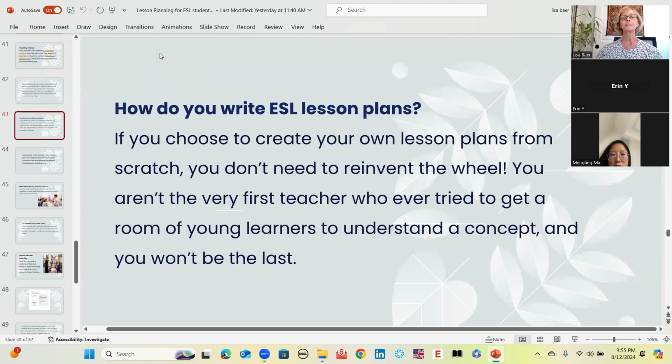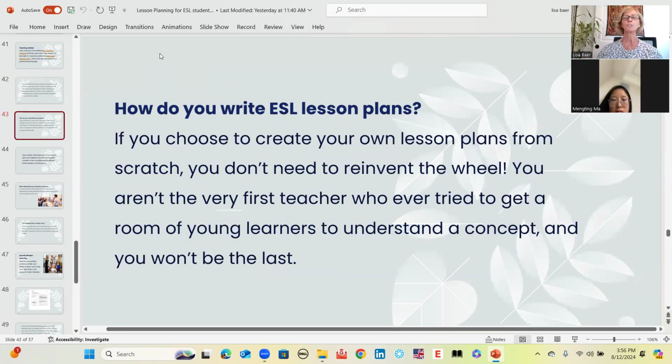So how do you write ESL lesson plans? I know I keep asking this question over and over again, and I give you some answers. But if you choose to create your own lesson plans from scratch, you don't need to reinvent the wheel. Believe me, there are lesson plans for every level of English classes. There are lesson plans out there that you can grab off of the internet. And today you can even have AI create a lesson plan for you.